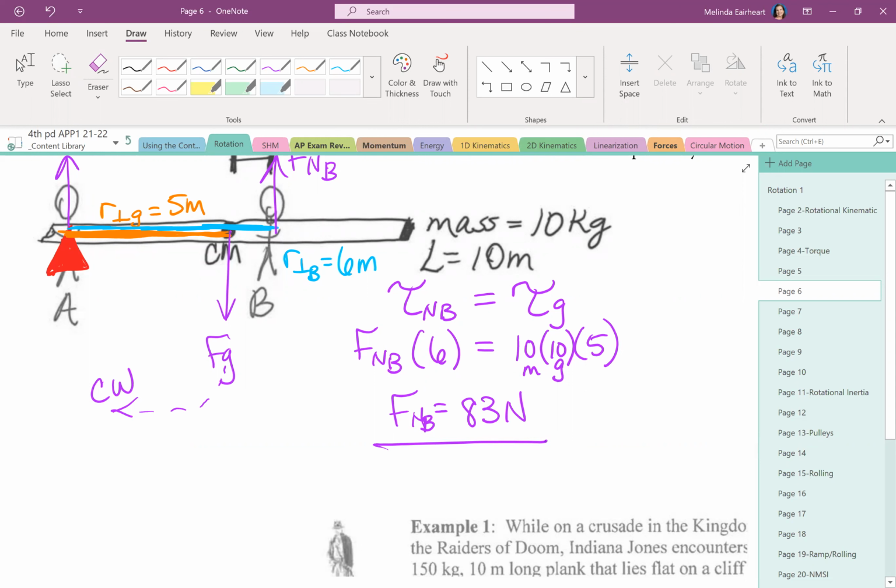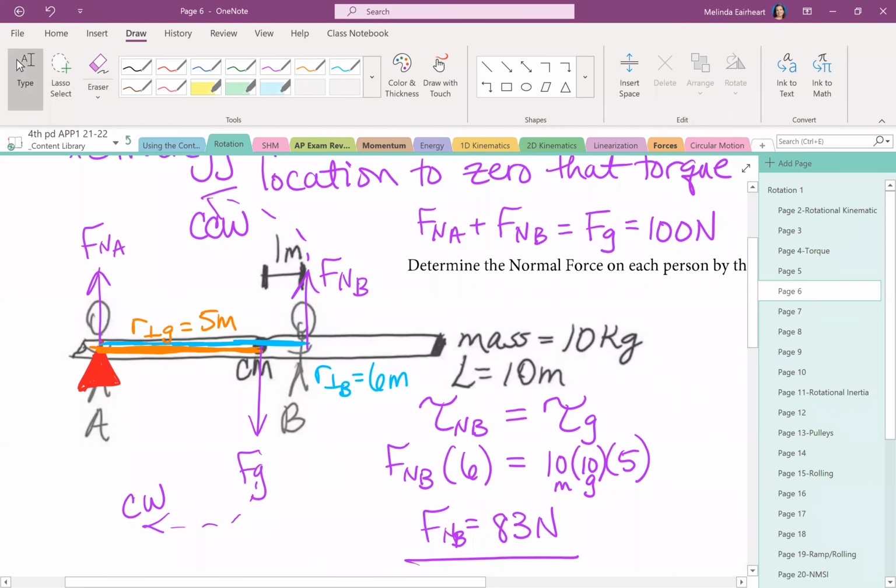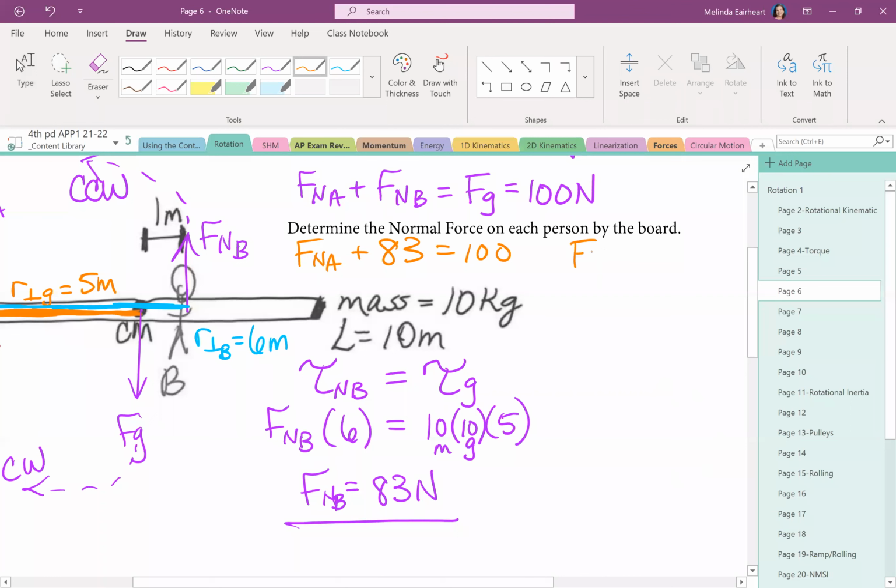Plug it into what? To the first one. So if you remember, equilibrium of forces is still true. So if we go back up to the top, we know that the total down force is 100. One of the up forces is 83. And so what's FNA? FNA should be what? It should be about 17 newtons.